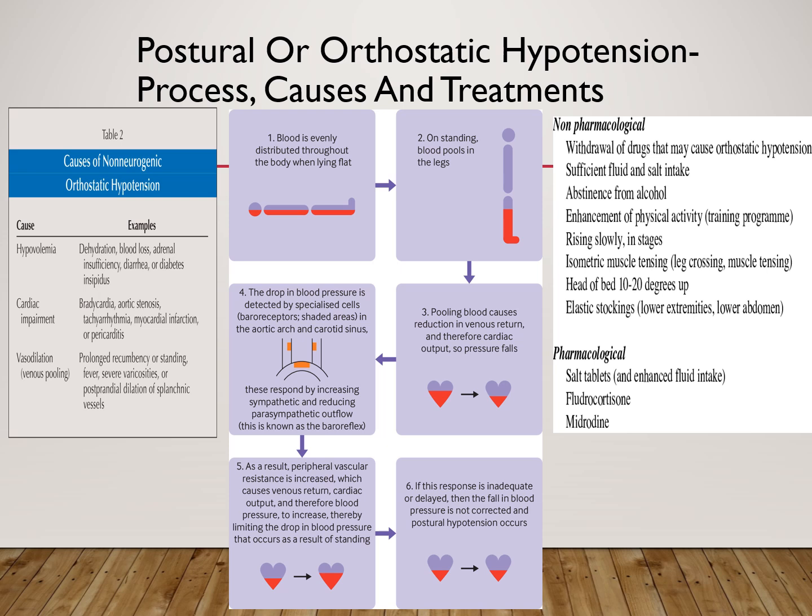So the pooling blood causes reduction in the venous return. That makes it a little more challenging, right, for the venous return. And so cardiac output, that pressure falls as well. So it's not just that the patient's blood pressure falls, this impacts the whole system, right? We know that if we have decreased cardiac output, that is decreasing our oxygenation to tissue. So this is a significant situation when this is happening with your patient. And so as a result of this, peripheral vascular resistance is increased.